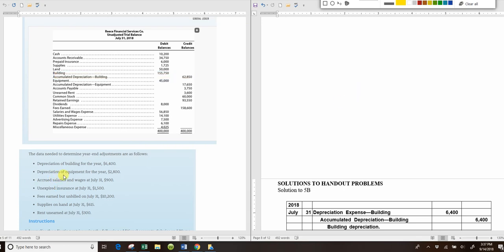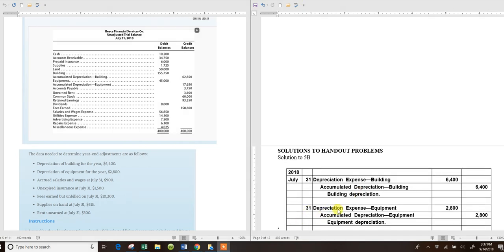Okay, the next one is depreciation of equipment for the year is $2,800. Again, you usually have to compute that. It would say your equipment is going to last 10 years. And so if it was going to last 10 years and this is one piece of equipment, I would take $45,000 cost divided by 10 years and get $4,500. But buried in this account called equipment could be dozens of different items, so they tell us how much it is. So again, I have the similar journal entry. It's an expense, so I debit depreciation expense, dash equipment, mainly just because that's the account, and accumulated depreciation on the equipment. Feel free to abbreviate that.